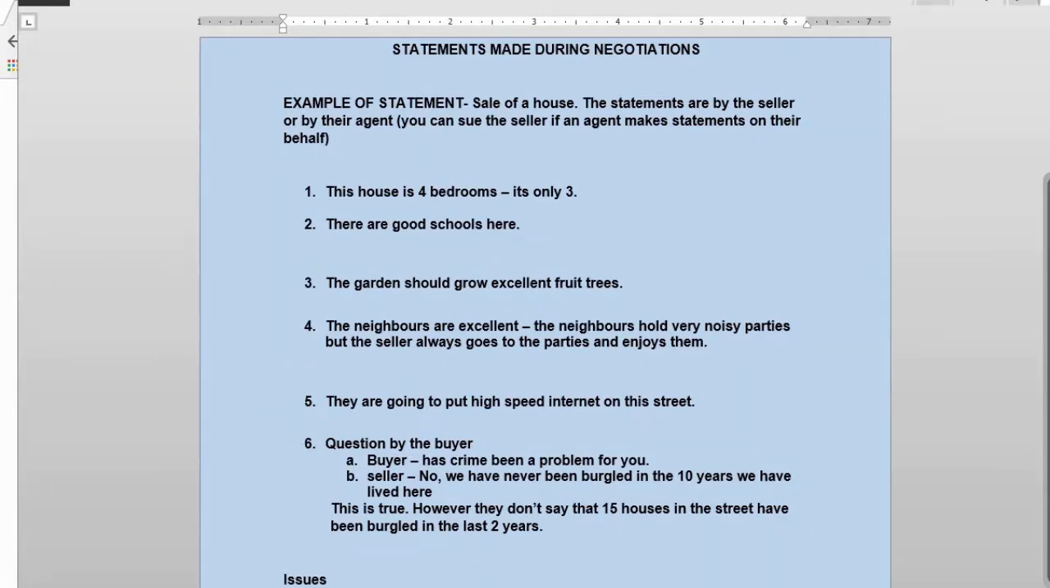This last, the question by the buyer: has crime been a problem for you? No, we haven't been burgled in 10 years we've lived here. And that statement is totally true. So there's no dishonest statement. But the buyer listening to that statement is led to believe that the street has a low crime rate or has no issues with burglaries, when in fact the opposite is true. 15 houses burgled in the street in the last 2 years is quite a high crime rate. So this is a half-truth. The statement is true, but the implication is false, and therefore we could sue on that.